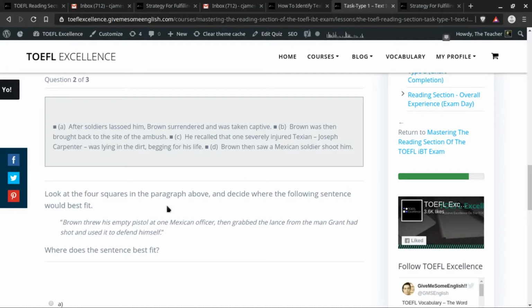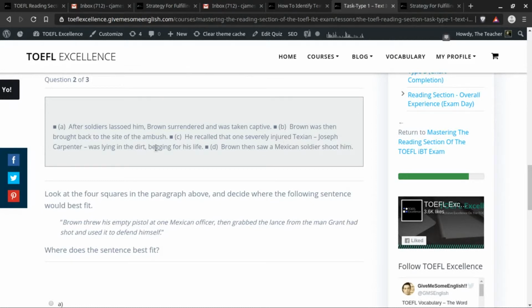"He threw his empty pistol. He grabbed a lance and used it to defend himself." All right, so there's 3 different actions going on. Basically, he was in some trouble and he was trying to protect himself. "After soldiers lassoed him, Brown surrendered." Okay, so here we have something going on. He surrendered, but here he's fighting. Usually a person surrenders after they fight, but let's just check anyway.